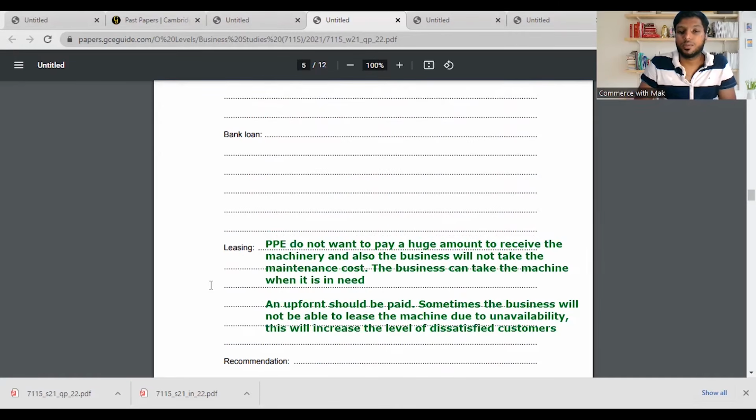Business can take the machine when it is in need. You only need to get the leasing when you need. Actually, you don't want to always keep it, and you don't want to keep a machine in a place and waste your space. And upfront should be paid. A big amount should be paid when you are getting the leasing, maybe an advance amount. Sometimes the business will not be able to lease the machine due to unavailability. This will increase the level of dissatisfied customers. So if you can't take the machine when you actually need it, then of course you might lose the orders you have already received.